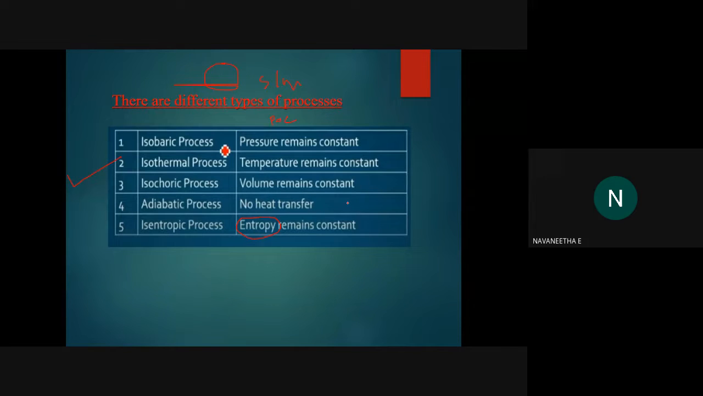Have you written this? Entropy means thermal energy. Please write down thermal energy per unit temperature. Thermal energy at unit temperature. What is the thermal energy? Energy of that system. Thermal energy of the system. Okay.